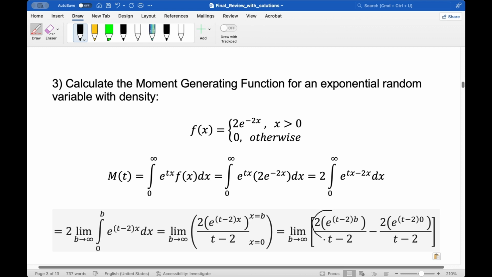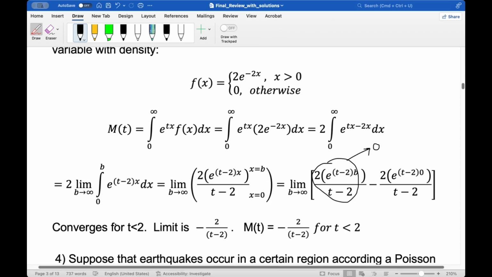So this portion will go to 0. And the second part, e to the 0, is 1. So this is 2 over t minus 2. So this will converge for t less than 2. We get e to the minus infinity, so this goes to 0. So the limit is 0 minus the second expression, so it's minus 2 over t minus 2. So moment generating function, negative 2 over t minus 2 for t less than 2.